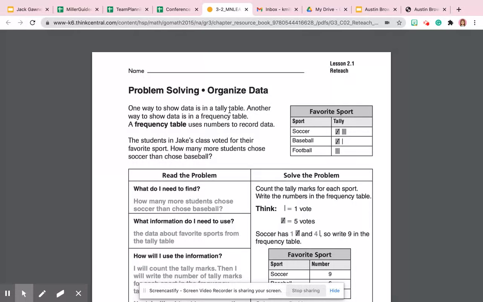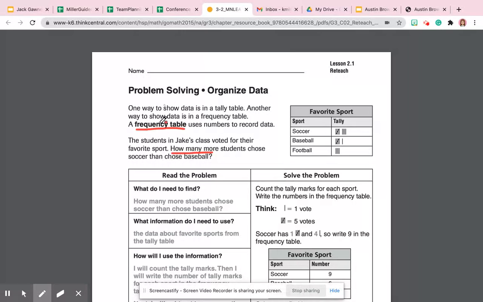One way to show data is in a tally table. Another way to show data is in a frequency table. A frequency table, that's this word right here, uses numbers to record data. So this says the students in Jake's class voted for their favorite sport. How many more students chose soccer than chose baseball?